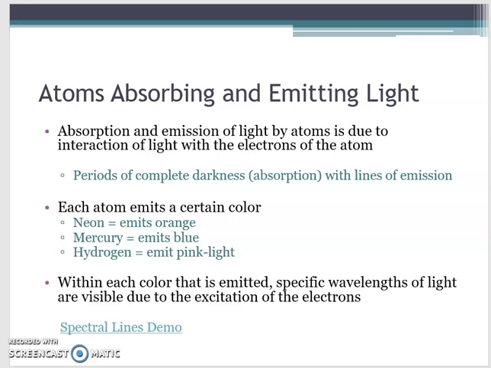So neon will be orange, mercury will be blue, hydrogen will be a pink light. But within each of those colors, if we break them apart using diffraction lenses or diffraction glasses, then we'll see very specific wavelengths of light that occur. You can watch the video that's linked here of the spectral lines. We'll also do an example in class where we'll look at a bunch of different gases and see what light they are emitting.